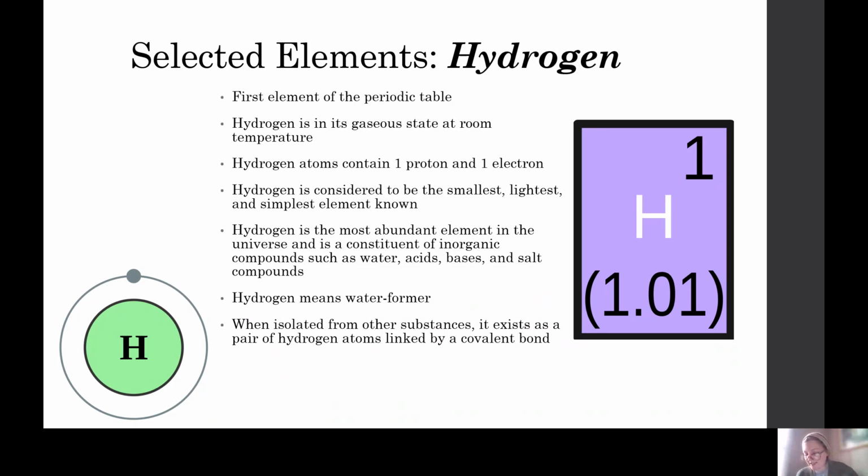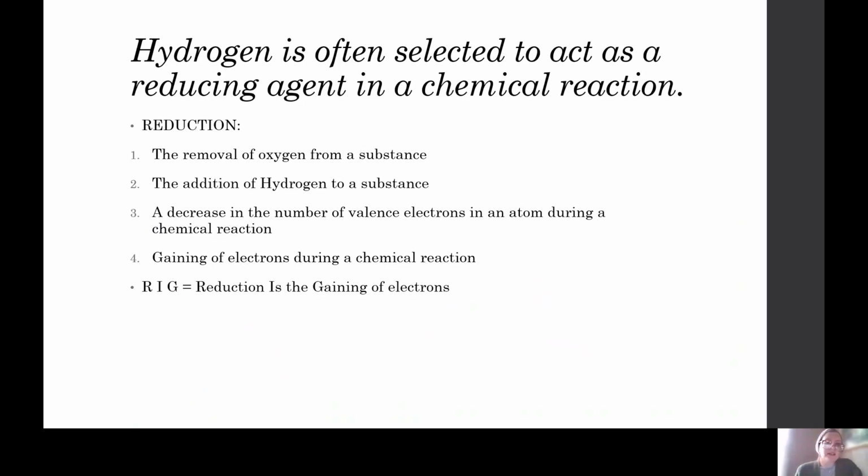And pure hydrogen gas can be prepared by the electrolysis of water, the decomposition of an acid compound by a metal substance, and by decomposition of water by a metal substance. Talking about this decomposition. And then hydrogen is also selected to act as a reducing agent in a chemical reaction. So there's two different types of agents that we'll talk about. One is reducing and the other is oxidizing.